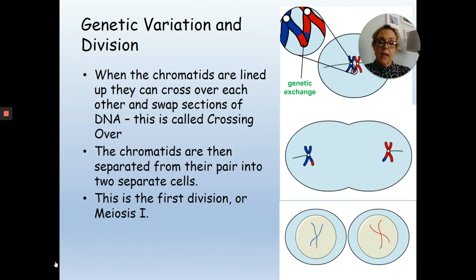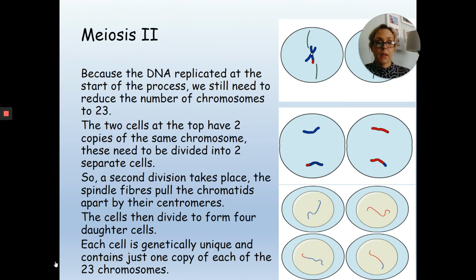So once that's actually happened, these are separated. They remain 2 copies of each chromosome, but they're separated into 2 separate cells. So this is the first division, and this is referred to as meiosis 1. So we still have 2 cells after the first division that have 2 copies of each chromosome. So that doesn't work with fusion of gametes, because then you would still have double the amount of chromosomes, double the amount of DNA. We need to still reduce that by half.